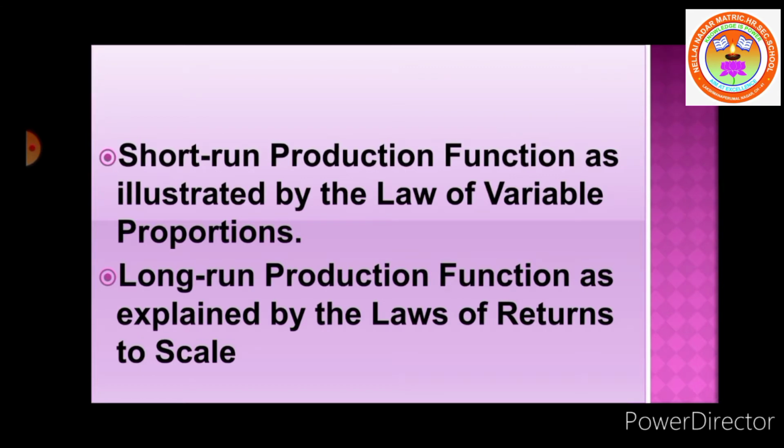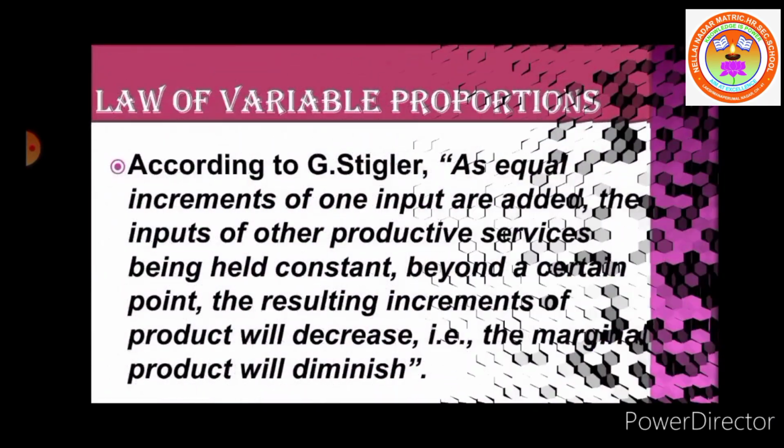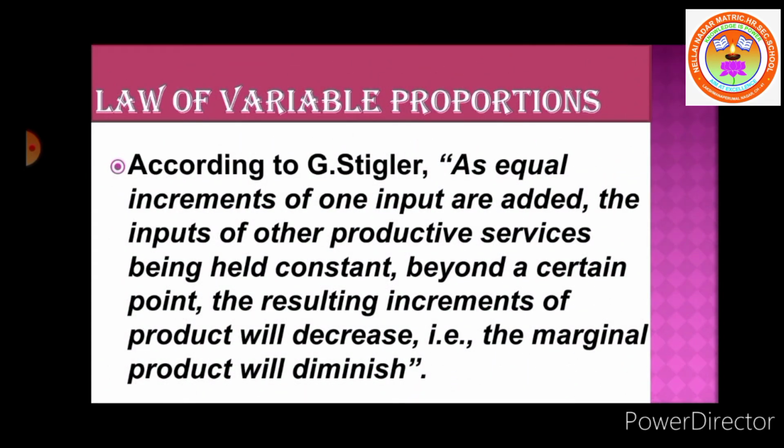Long run is the period in which all the factors of production are variable, with the entry of new firms to the industry and the exit of existing firms from the industry. Short run production function is illustrated by the law of variable proportions. Long run production function is explained by the law of returns to scale. First, let us see the short run production function, the law of variable proportions.